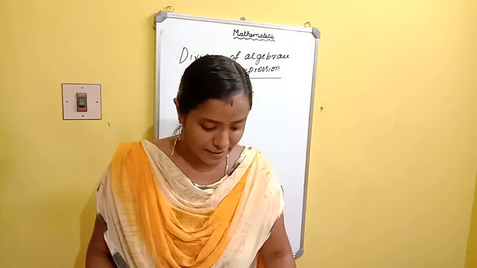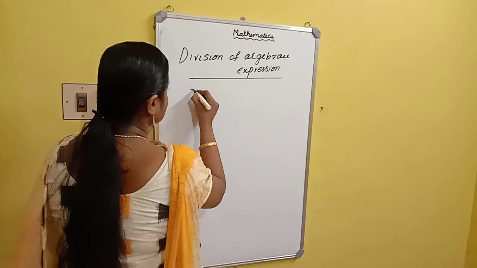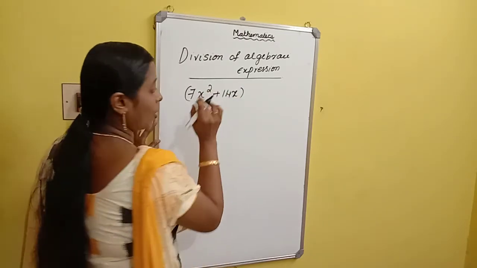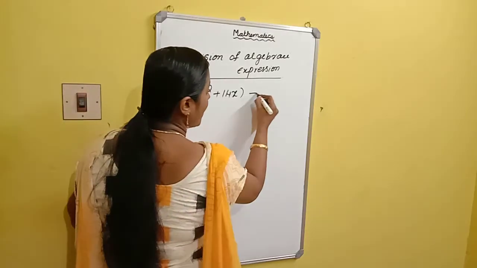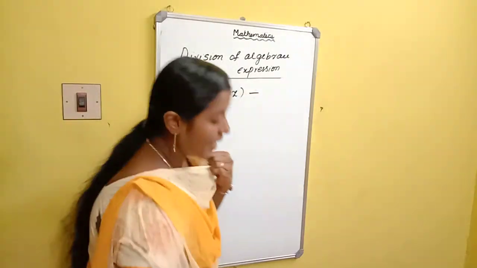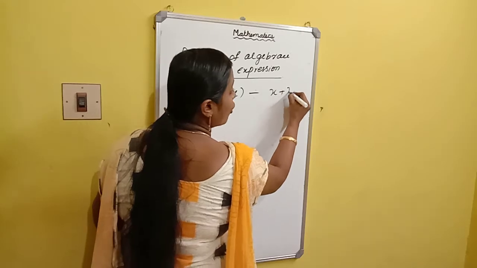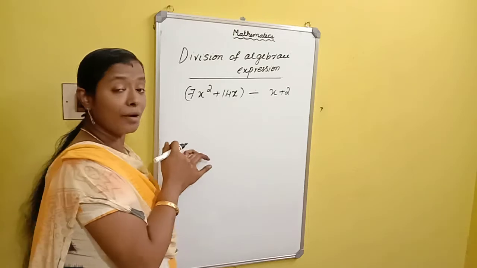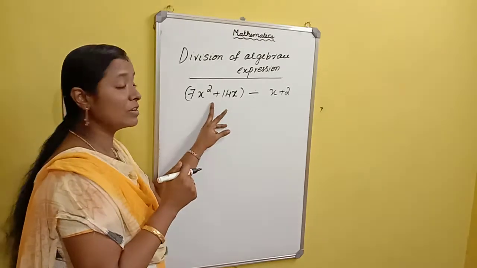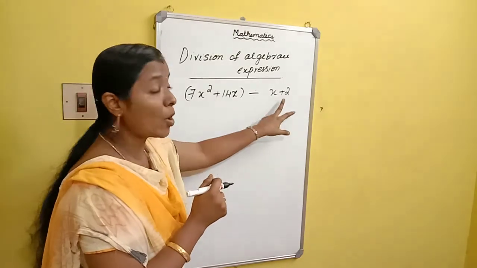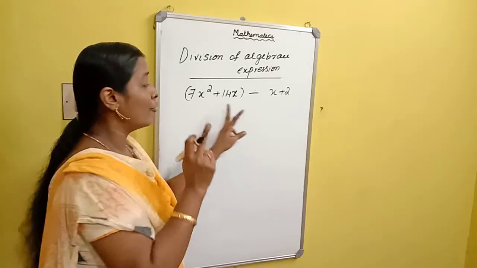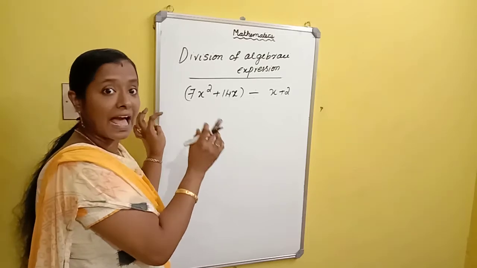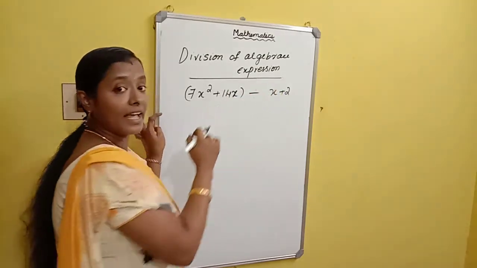One algebraic expression is there: 7x square plus 14x, divided by x plus 2. It is not a monomial because two terms are there, so it is considered a polynomial. How to divide one algebraic expression by a polynomial? So what will you do? First, we want to simplify this algebraic expression and then you can divide it by x plus 2.